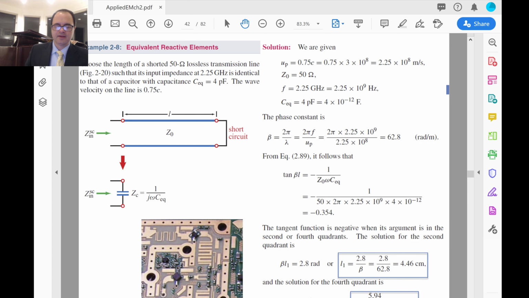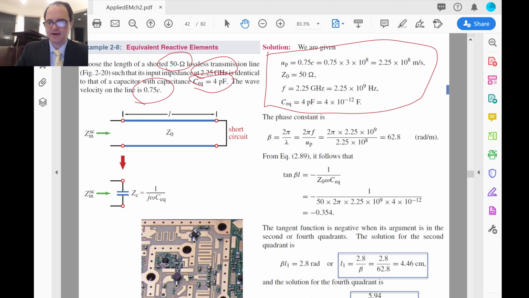So we have an example. Choose the length of a short-circuited 50 ohm lossless transmission line such that its input impedance at a frequency of 2.25 gigahertz is identical to that of a capacitor with a capacitance of 4 picofarads. And they give us the wave velocity. So Z naught is 50 ohms, it's short-circuited, and they give us the frequency, the capacitance, and the wave velocity. Those are all the knowns.